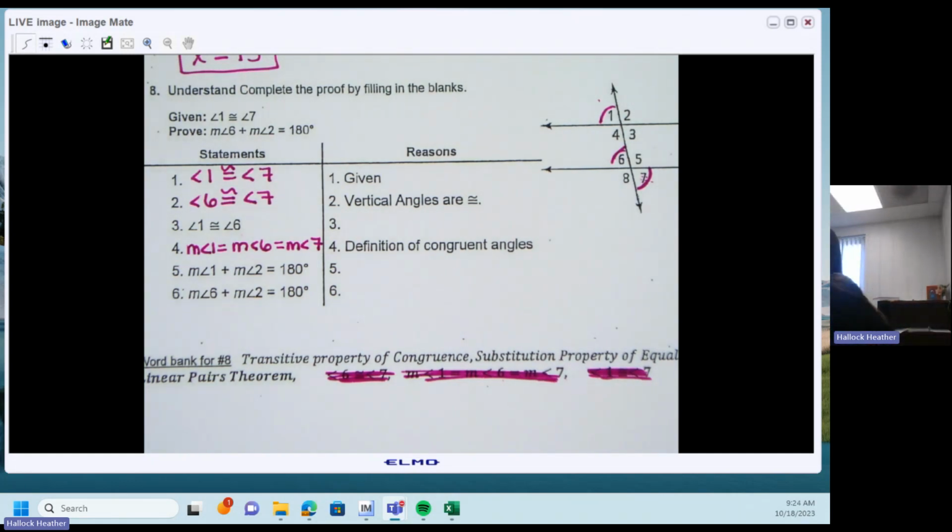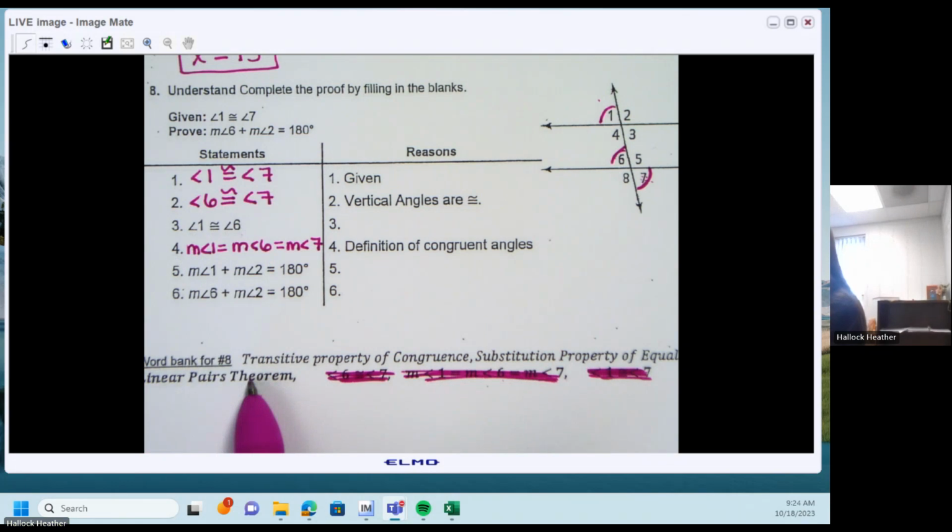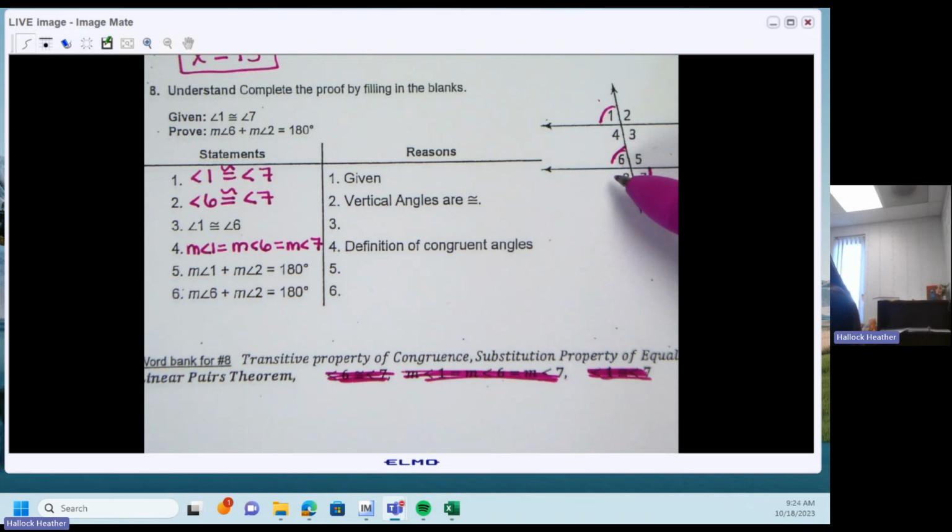So if I look at my options, I have transitive property of congruence, I have substitution property of equality, and I have linear pairs theorem. So if I look at 1 and 6, are 1 and 6 a linear pair? Are those angles going to add to make 180? No, they're both the same. They're both small. They're both acute. Two acute angles will never add to make 180. So that's not the option. And then I have substitution and I have transitive.